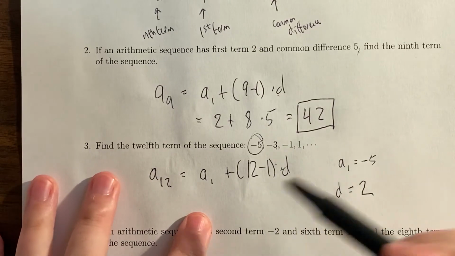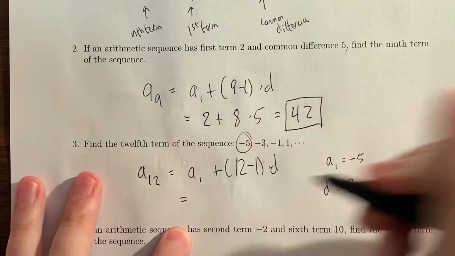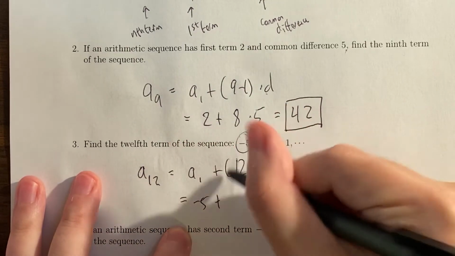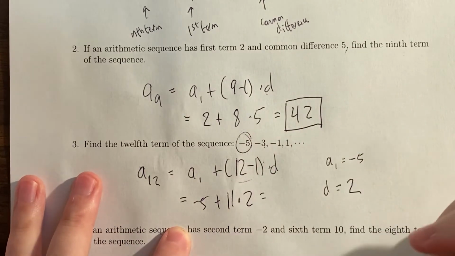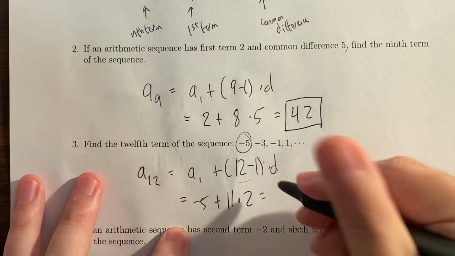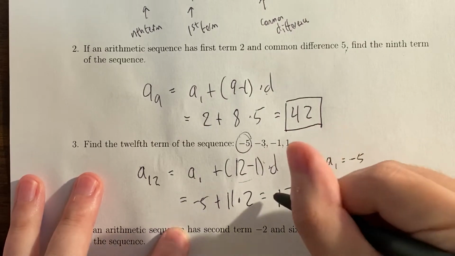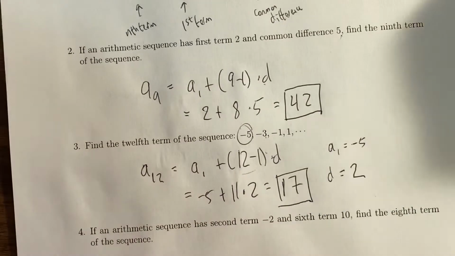And once we've located this information, it's a very easy question. All we do is plug in where everything needs to go. It's going to be -5 plus 11 times D, and D is obviously 2. So it looks like we're going to have 22 minus 5. 22 minus 5 is 17. Let's box that, and we are good to go.